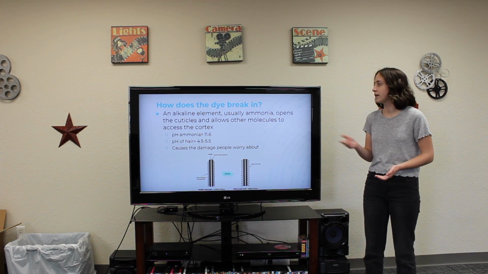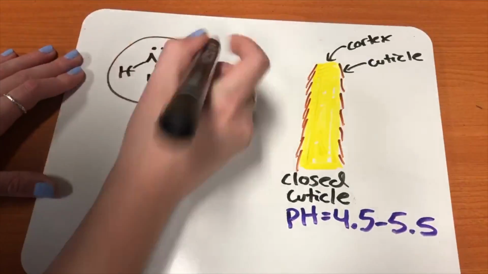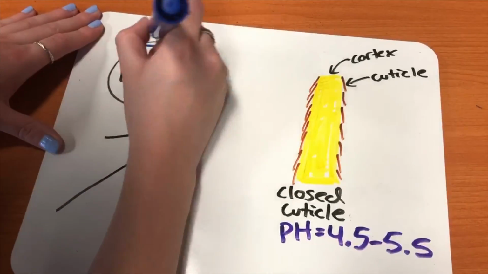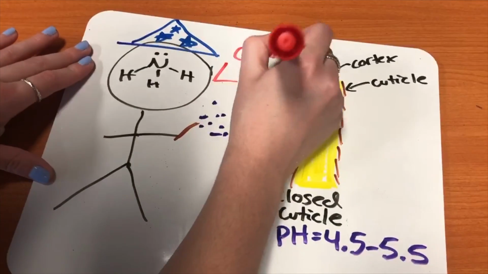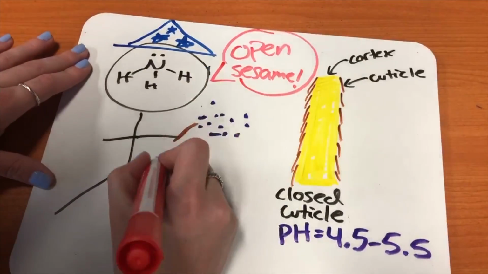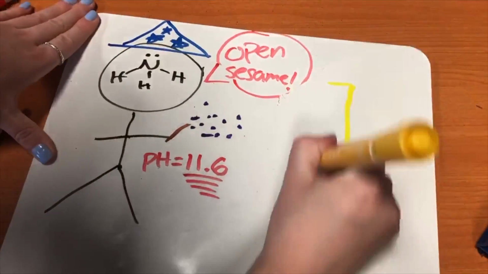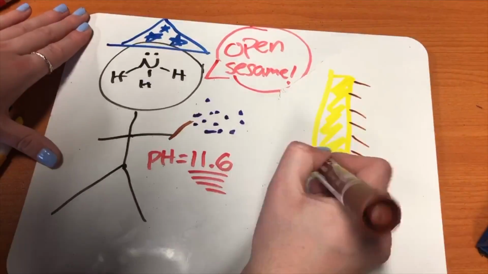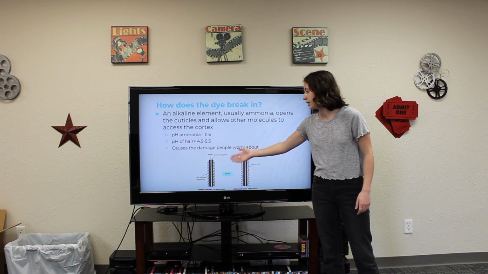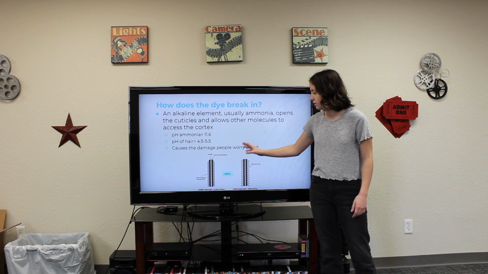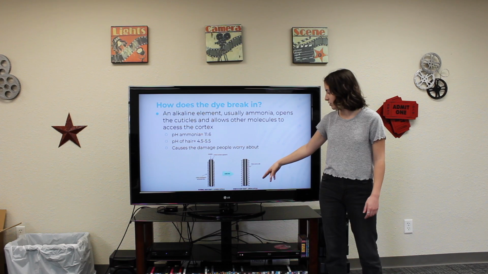So how does the hair dye even break in? Permanent hair dyes contain an alkaline element, usually ammonia, with a pH of 11.6. However, your hair is acidic with a pH of 4.5 to 5.5. So when that ammonia comes in contact with your hair, it causes the hair to open by swelling and condensing over and over again. As you can see here, originally the cuticle is completely shut, but once it gets in contact with the ammonia, it opens up the cuticle.